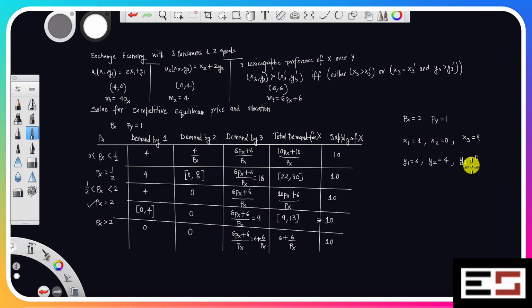And this is the competitive equilibrium allocation, which is (1,6), (0,4), and (9,0). So this is the competitive equilibrium allocation supported by these prices.